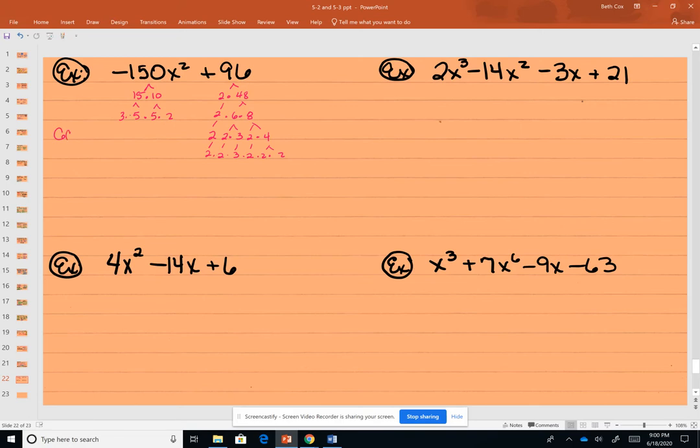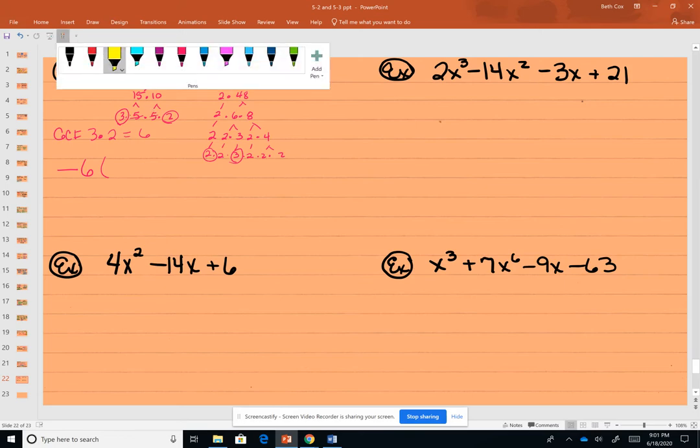Now my GCF, remember, do they have a 3 in common? Yes. Do they have a 5 in common? No. Do they have a 2 in common? Yes. And that's it. So the GCF is 6. We're going to factor out a negative 6. We're doing the negative because it says negative, and we're doing a 6 because we just figured that was the GCF. Now when I divide 150 by 6, I'm going to get 25.